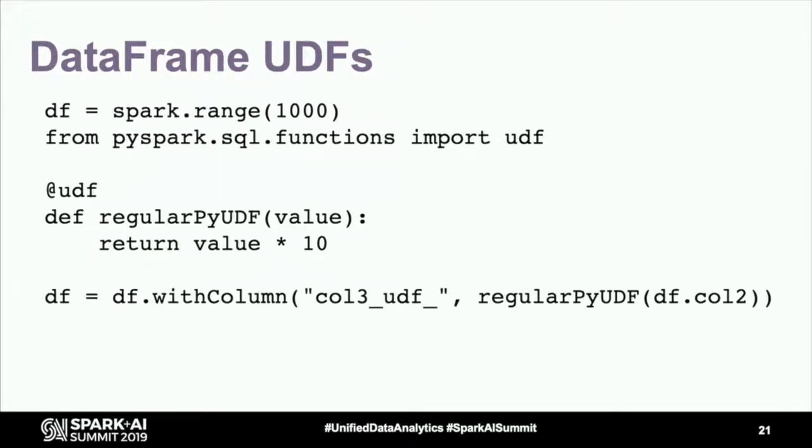So DataFrame UDF basically follows, there's a trivial example here. So we create a data frame. We're going to import this UDF function, and we'll use it as a decorator to create basically this Python function that we can then use as we would a regular SQL function and operate on that second column. So this will give us that column 3 UDF, obviously the value just multiplied by 10.